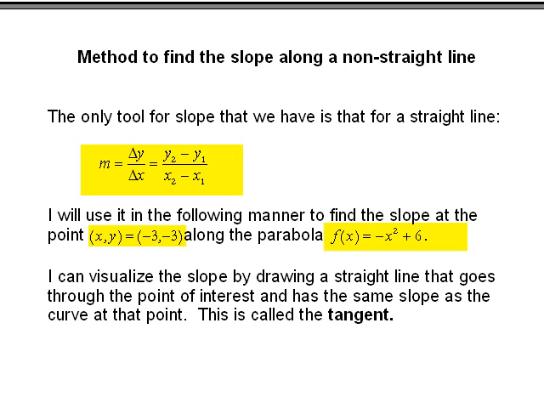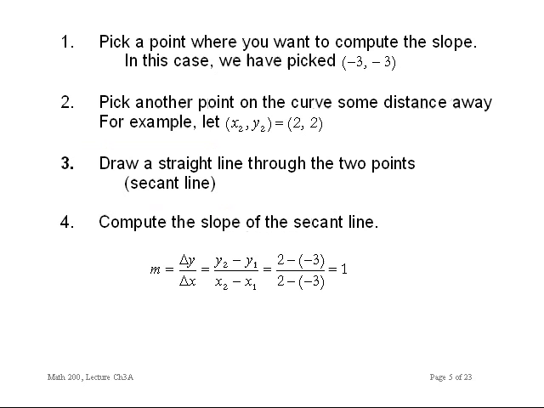I can visualize this slope by drawing a straight line that goes through the point of interest, minus 3, and has the same slope as the curve at that point. I call that the tangent line. So I visualize the slope by drawing a straight line that goes through the point of interest, minus 3, and has the same slope as the curve at that point. That will be the tangent line.